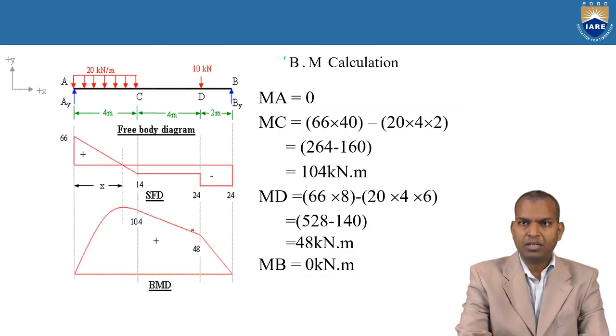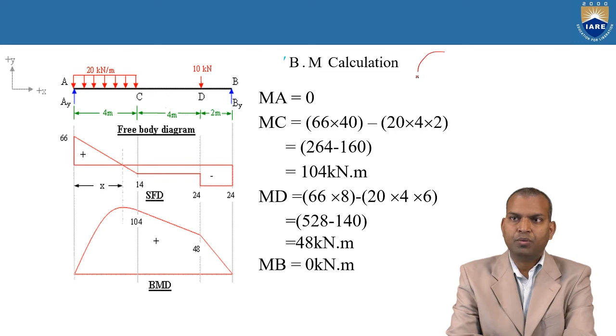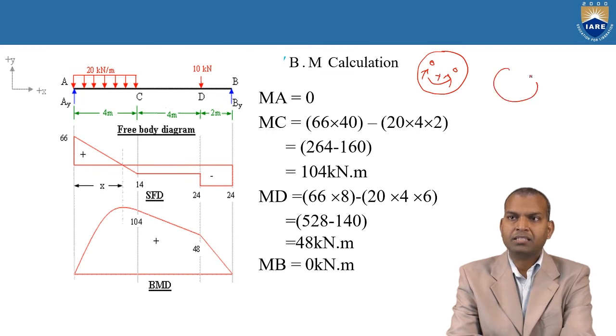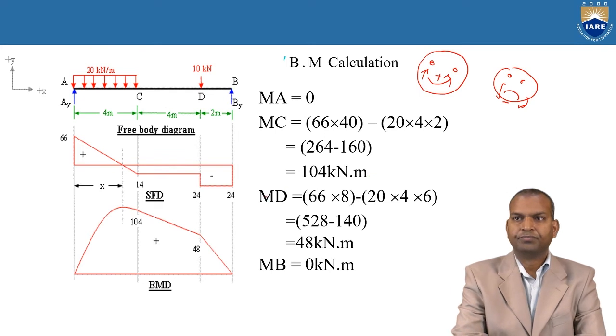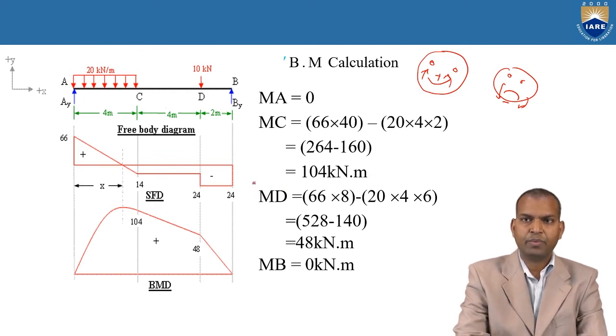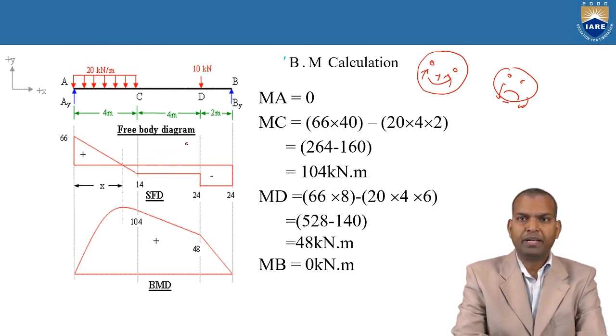Now, how to calculate bending moments? This is the positive bending moment direction, and here it is the negative bending moment direction. How do we understand the negative bending moment direction? If the moment is upward, it is a positive bending moment. If the moments are downward, it is a negative bending moment.